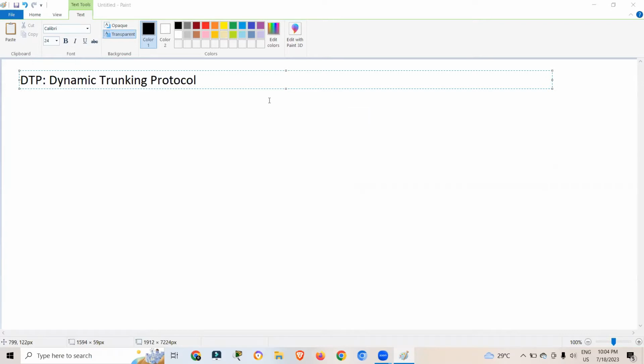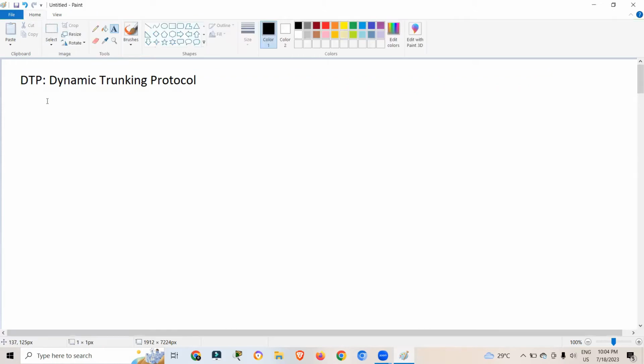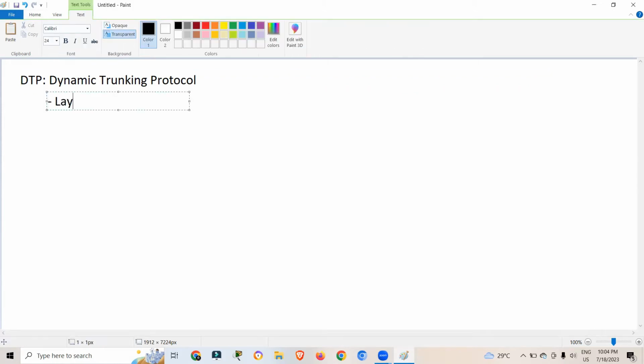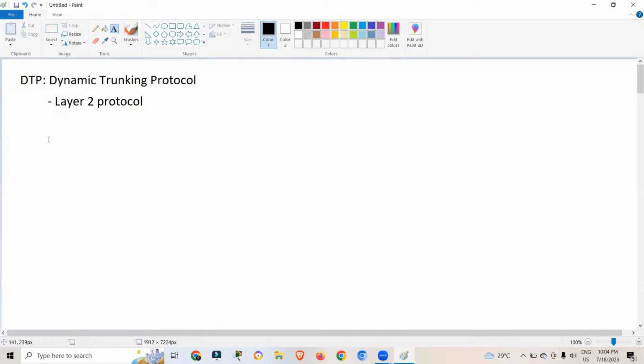Okay, everyone. So let's start the topic, that is DTP. DTP is the Dynamic Trunking Protocol, and it is a layer 2 protocol. Okay. So this is a layer 2 protocol, and now the question is, what is DTP?